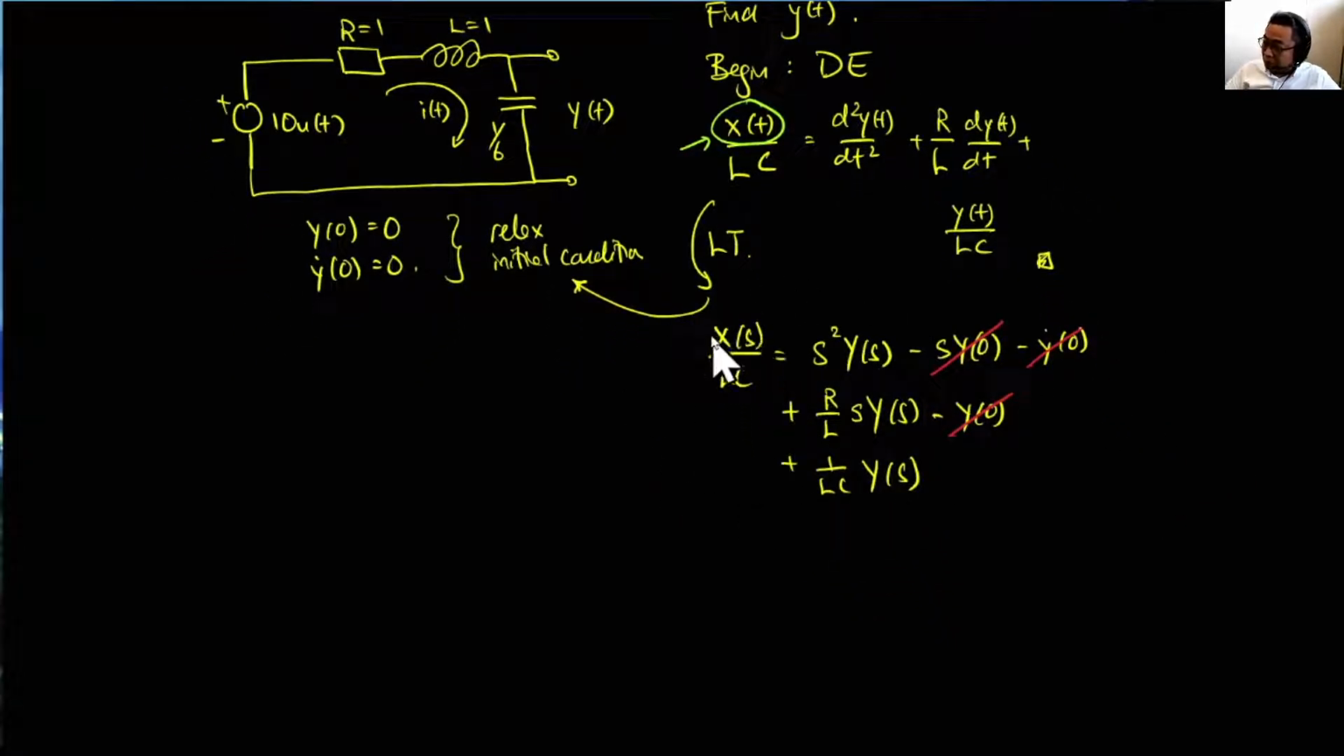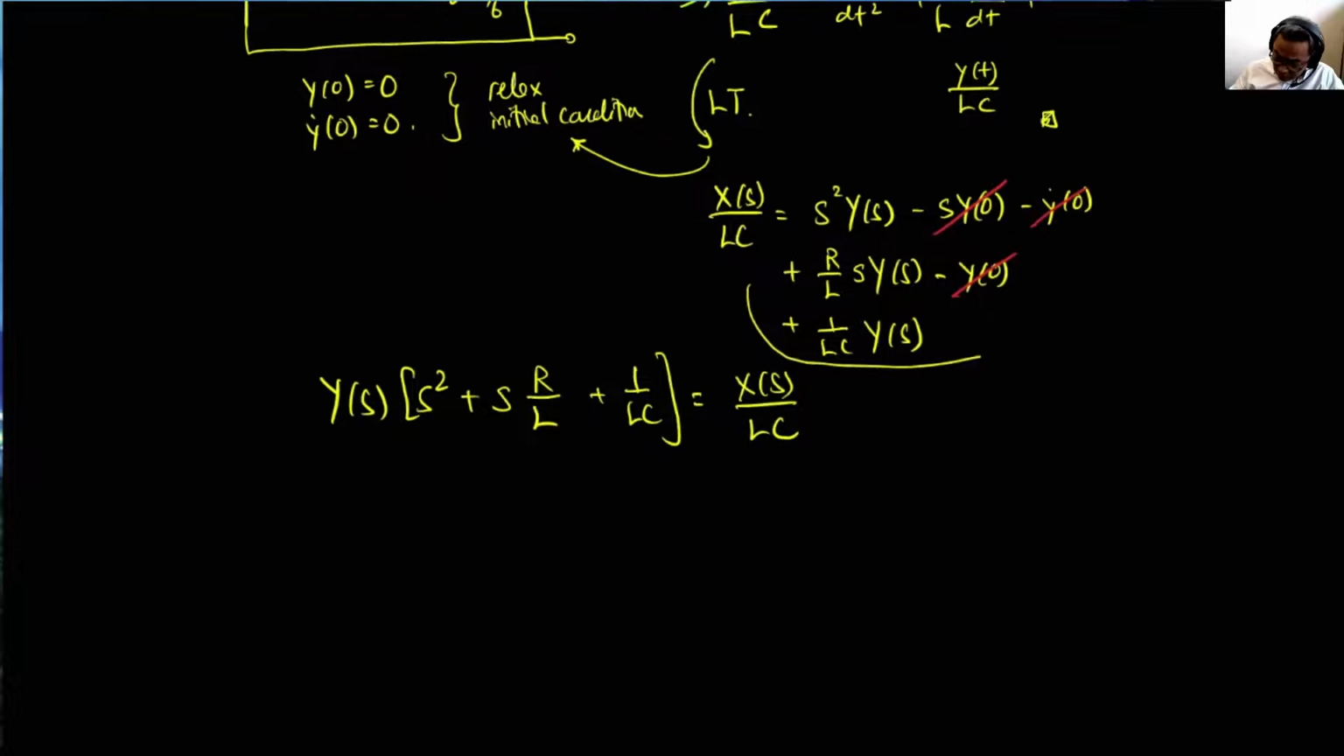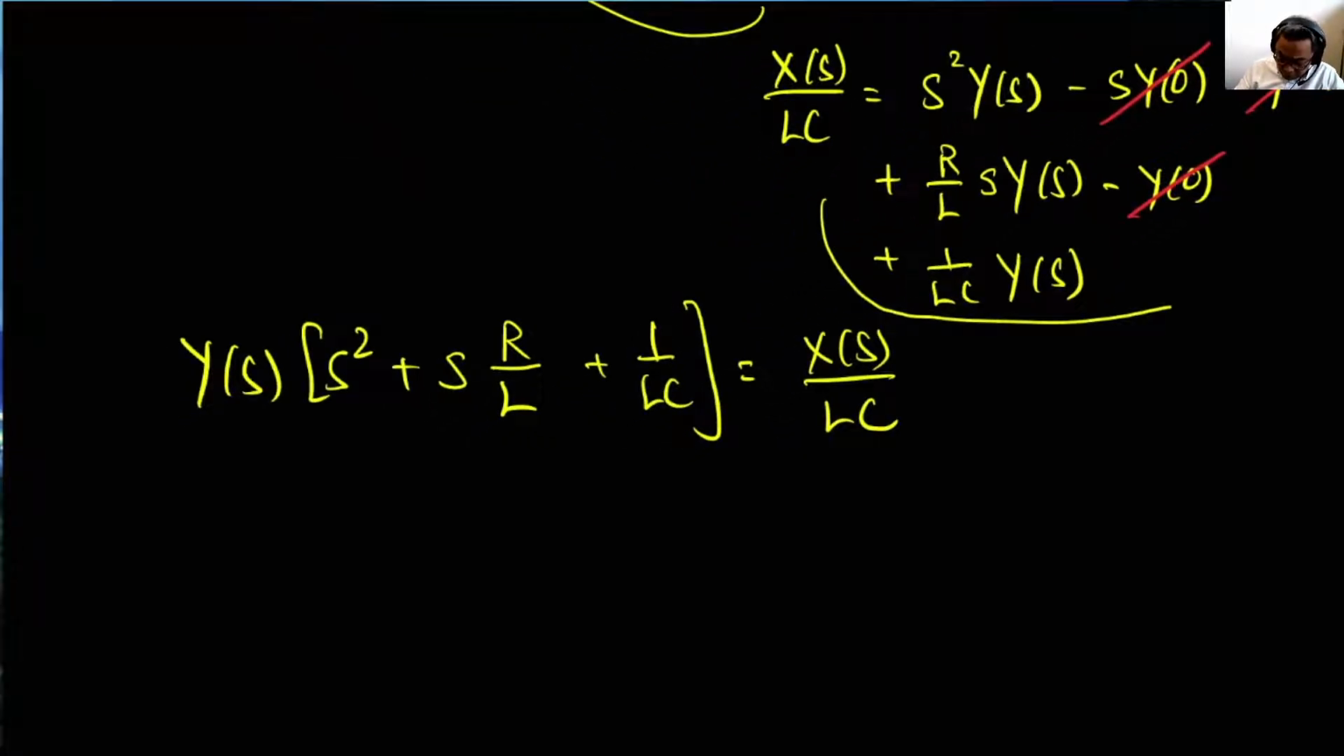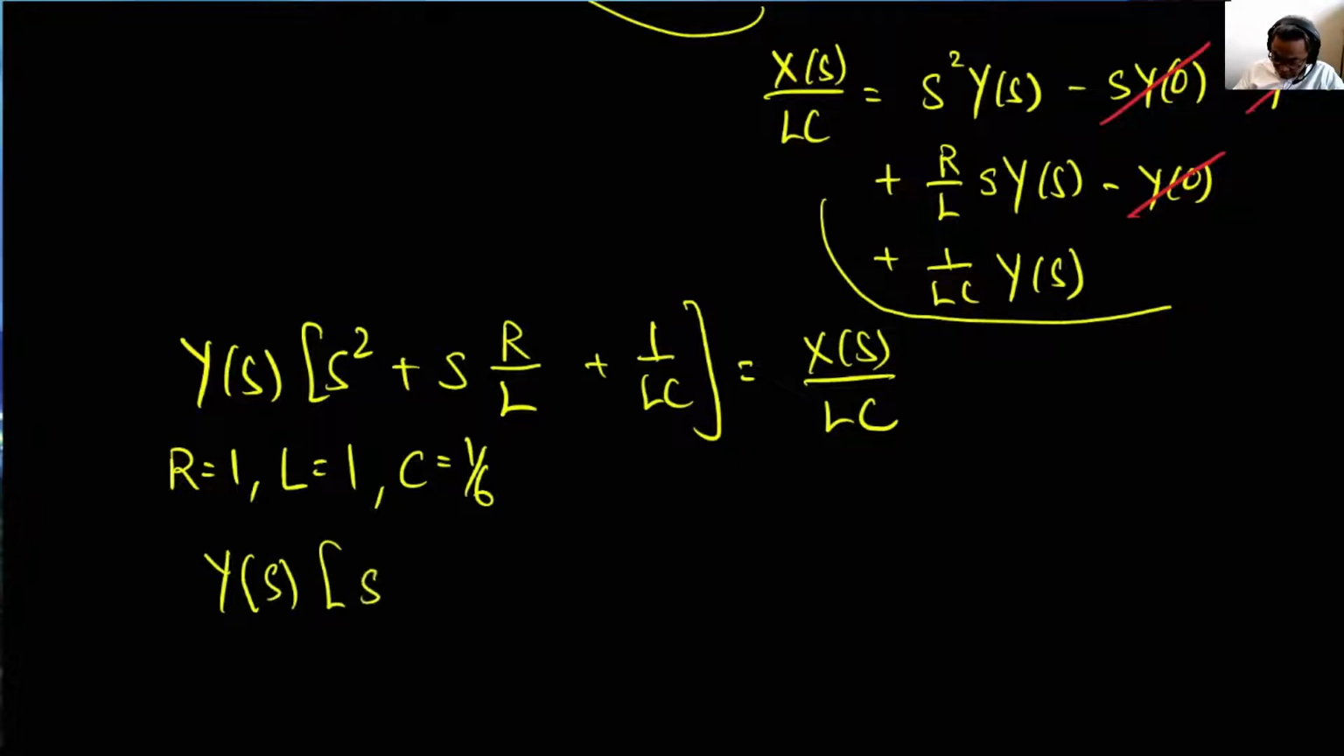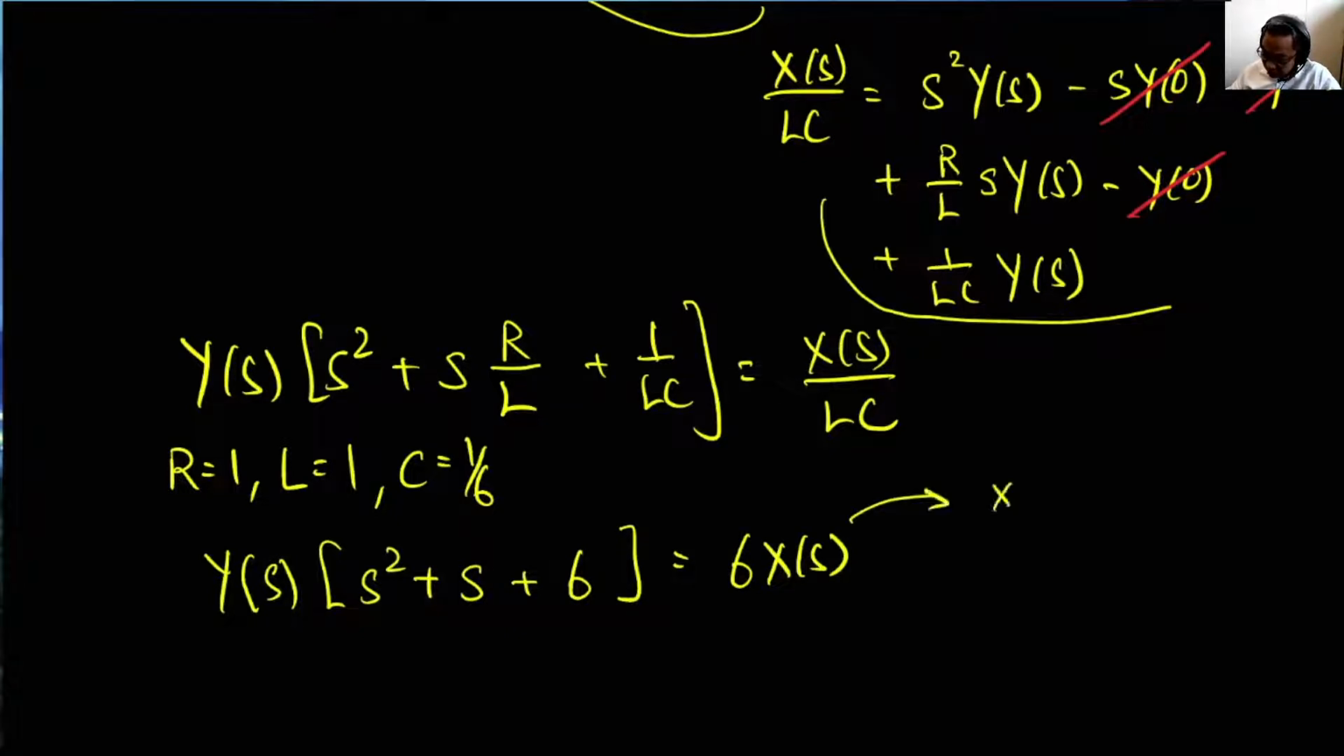And now we are left with these differential equations representing how the input xs is related to ys. Let's write this equation, substituting r equals 1, l equals 1, c equals 1/6, and we have y of s squared plus s plus 6 equals 6xs. But what is xs? Remember, xt is equal to 10 ut. Therefore, xs is equal to 10 times 1/s.